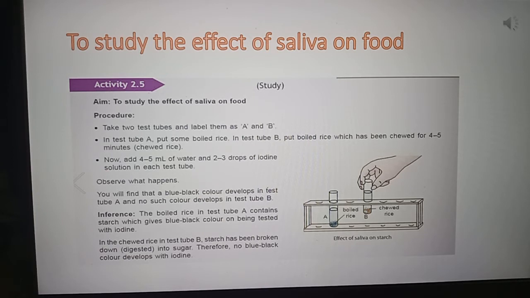And in test tube B, you are taking the chewed rice. Here starch is no more found because you have chewed the rice and this rice has been mixed with saliva, and the amylase enzyme which is found in our mouth has acted upon the starch and has converted the starch into sugar. So as a result, no more starch is found over here. No blue-black color appears in test tube B because B is having the chewed rice. I hope you all have understood. So this is the effect of saliva on food.